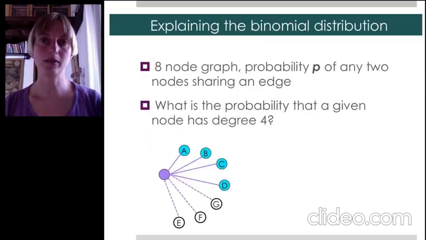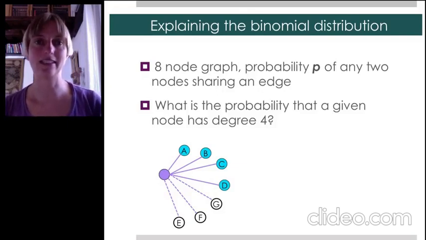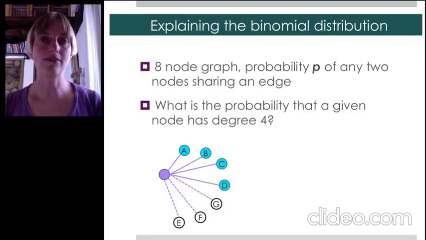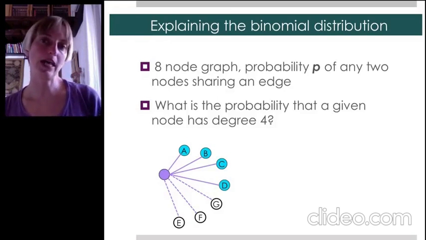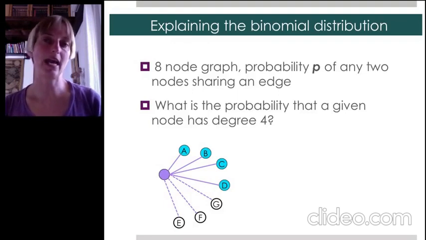Let's delve a little bit more into the binomial distribution. For a lot of you, this will be a review of basic probability, but let's do it nonetheless. So imagine that you have an 8-node graph with a probability p of any two nodes being connected. What we'd like to know is what is the probability that any given node is connected to 4 others.